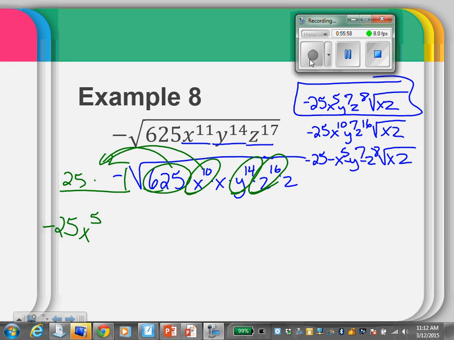Okay, 10 divided by 2. Y to the 14th becomes y to the 7th. Z to the 16th is z to the 8th times the square root of, and again, it's really easy to see what you underline, x, z. If you had not, you might have brought down one, but may have forgotten another piece of it or something like that. Okay?